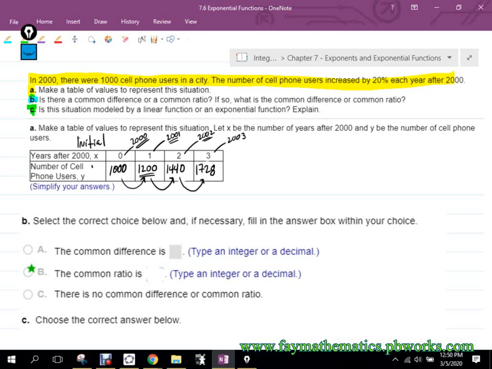Now, not everybody has 20%, and not everybody starts off with 1,000. But whatever you start with, you multiply by 20% to get the next number. Add those together, add 1,000 and that next number together.